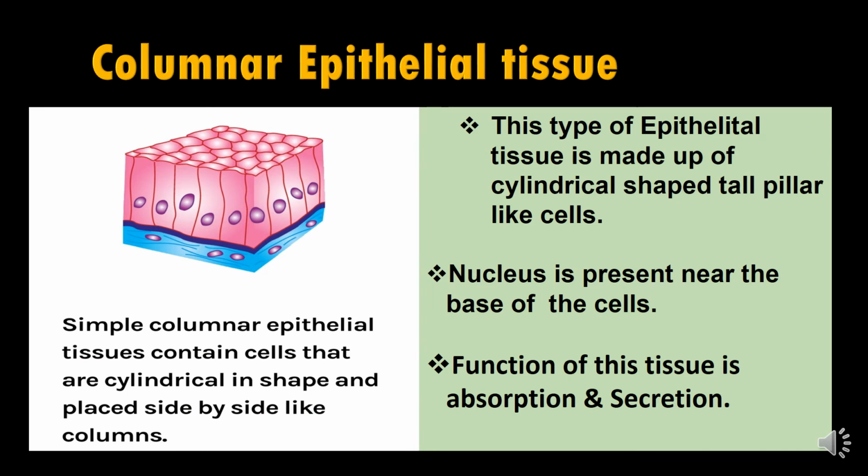Next, the third type of epithelial tissue is columnar epithelial tissue. As the name suggests, columnar means the cells are tall, cylindrical in shape, and they are placed side by side like columns without any intercellular space. And as you can see here, the nuclei of these cells are slightly shifted near the base of the cells. And the function of this tissue is absorption and secretion of important materials required in various organs.